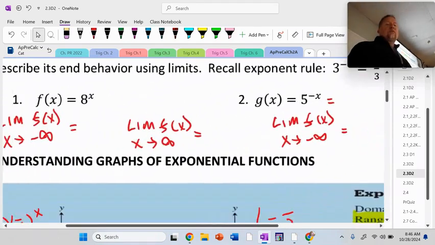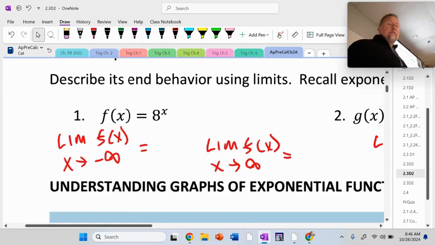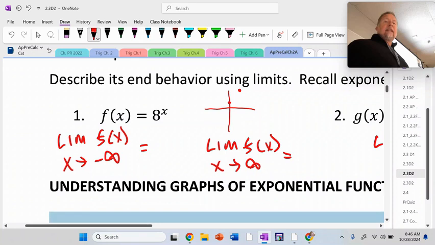So what you were supposed to do on this was do these limits, but really what you're supposed to do is input, say it. 8 to the 0 is 1. 8 to the first is 8. 8 to the negative first is 1/8. That should be enough in order to know that this is.